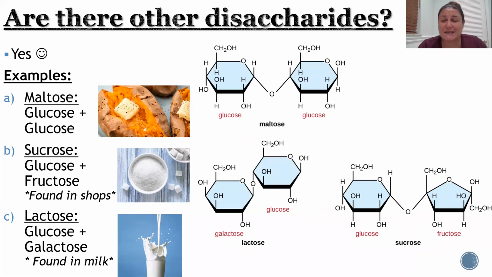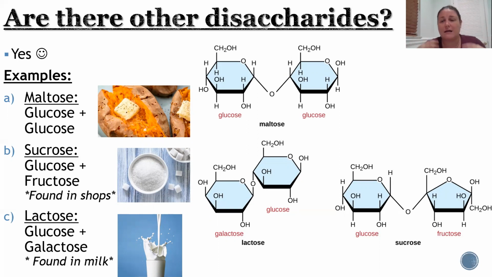Now, I know you're asking yourself, but Mrs. Singerly, are there more molecules? Yes, there are. There's more than just maltose in our disaccharides. And we're going to be doing a testing for nutrients lab in another week where you'll get to see how we test for these different disaccharides.